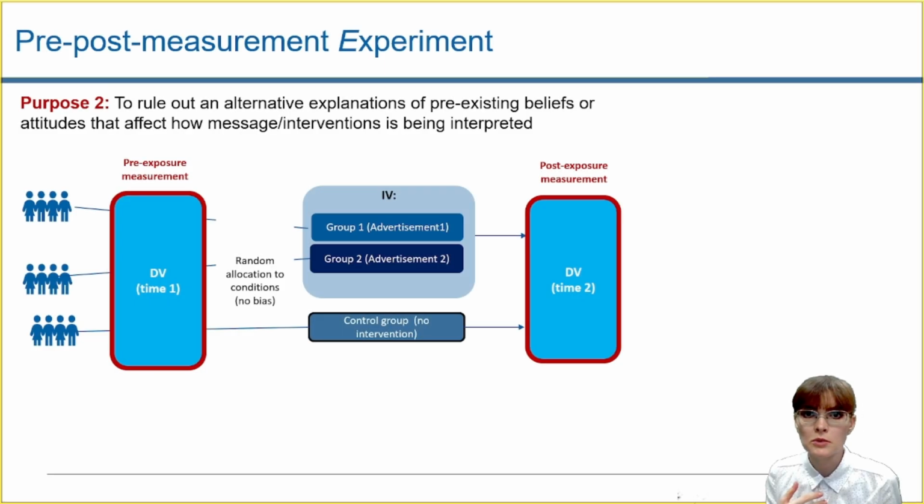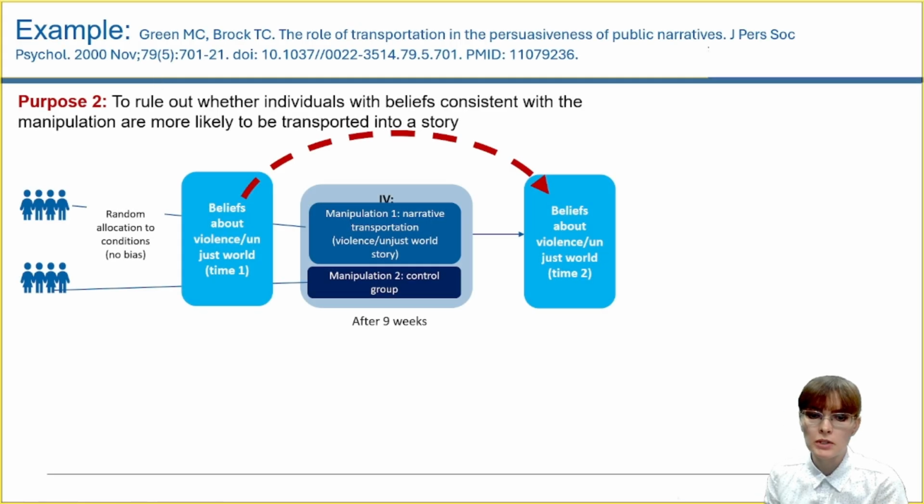In the pre and post measurement experiments, ultimately, as a researcher, what you would like is to actually demonstrate that one of those interventions that you've designed is responsible for a particular change in the behavior. Let's have a look at an example. This example comes from a work done by Green and Brock, and it was published in 2000.